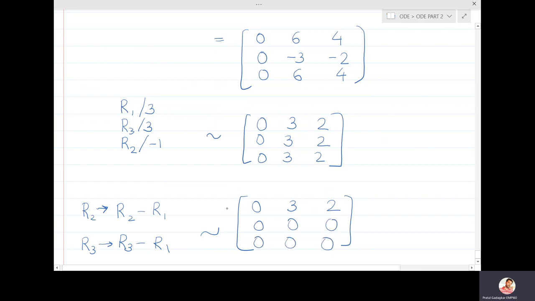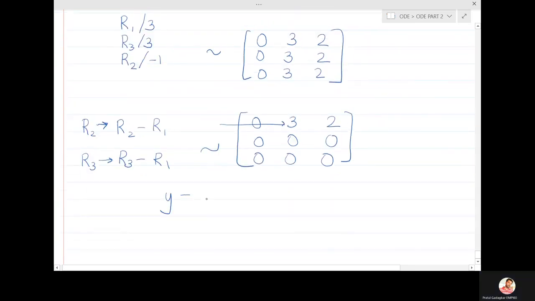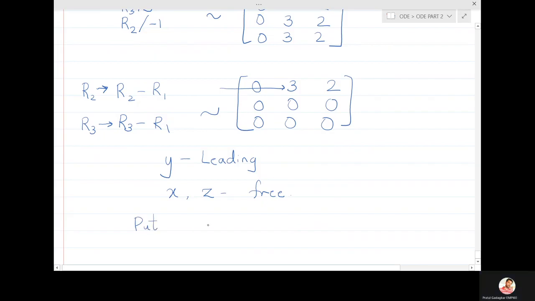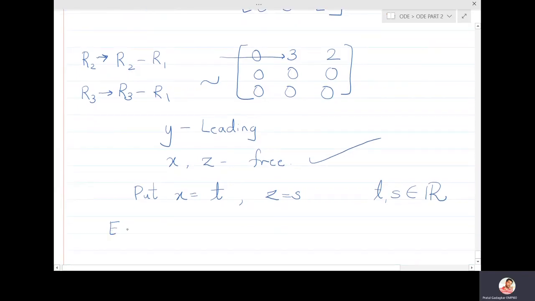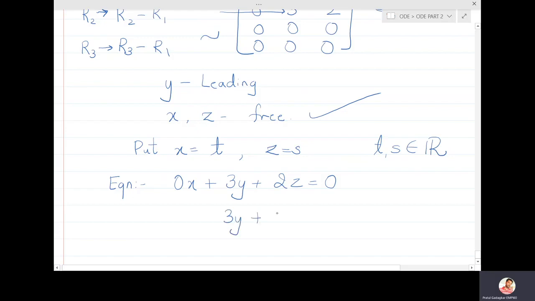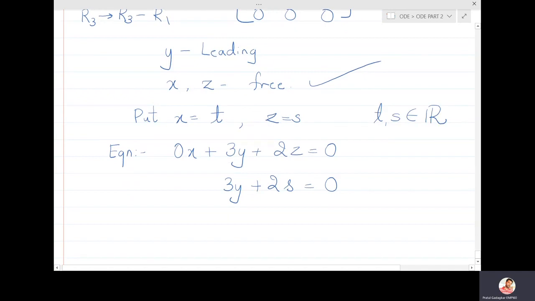Now this means that y is a leading variable, and there are no other non-zero entries in the rows below. This means that the remaining variables, x and z, are free. So you get two free variables. I will put x equal to t and z equal to s, where t and s are real numbers. As soon as you get two free variables, you get a hint that you are going to get two eigenvectors. There is only one equation from the first row: 0x plus 3y plus 2z equal to 0. This means 3y plus 2s is equal to 0, and therefore y is equal to minus 2 by 3 s.